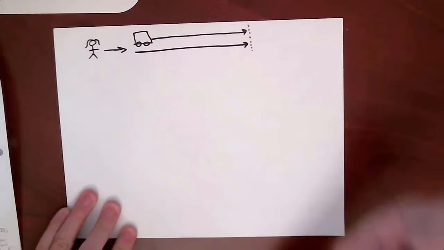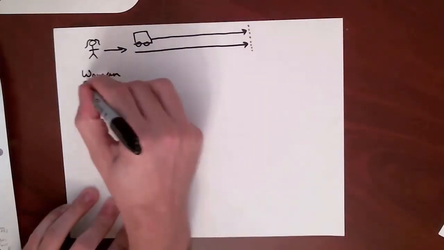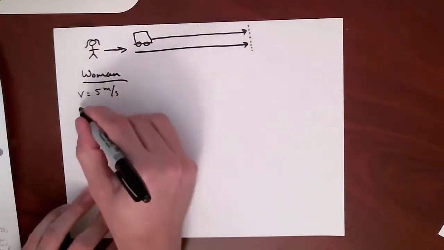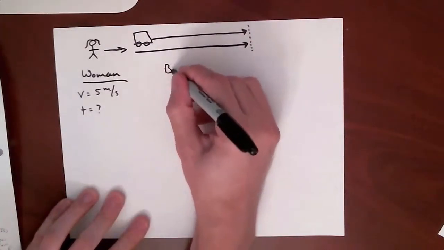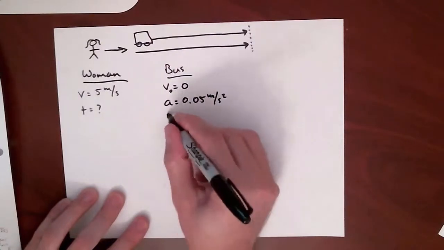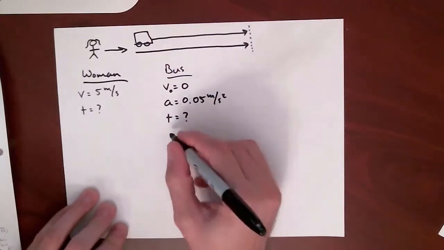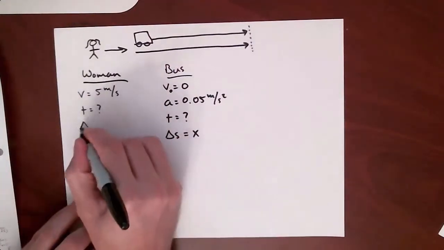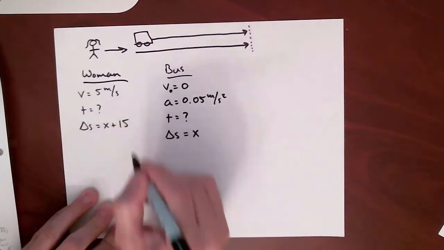So let's see, we have two things moving, so we need to separate this into two columns. We'll have a column for the woman and a column for the bus. So the woman's givens are here, and the bus's givens are here. Now, we don't know enough to solve for either one by themselves, so we have to relate them.